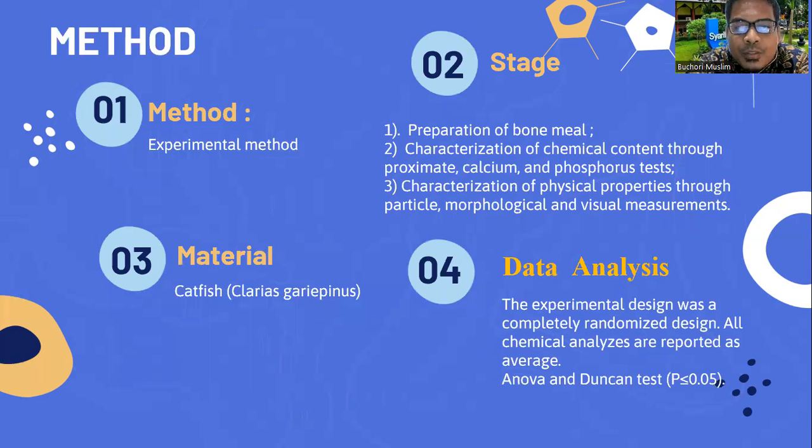The experimental method and stages: the first, preparation of bone meal. The second, characterization of chemical content for proximate, calcium, and phosphorus tests. And the third, characterization of physical properties through particle size, morphological, and visual measurements. Material, we used only catfish, Clarias gariepinus, and the experimental design was a completely randomized design. All chemical analyses are reported as averages and a t-test.